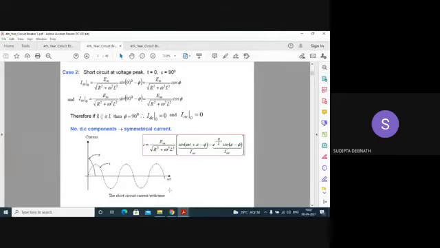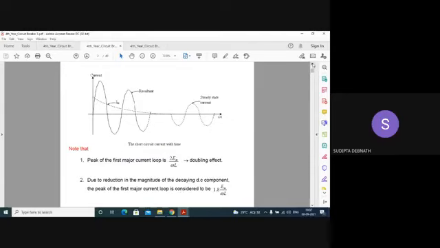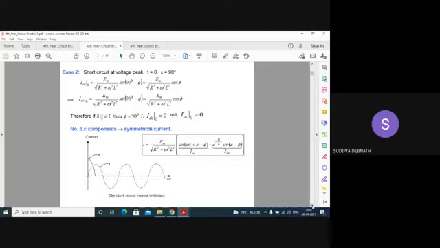So the dangerous condition occurs when the short circuit occurs at voltage 0. And the safest condition is when the short circuit occurs at voltage 90 degree, that means at that time there is no DC component. It is not like the DC component is 0 only at t equal to 0. The DC component is always 0 when the short circuit occurs at voltage peak.